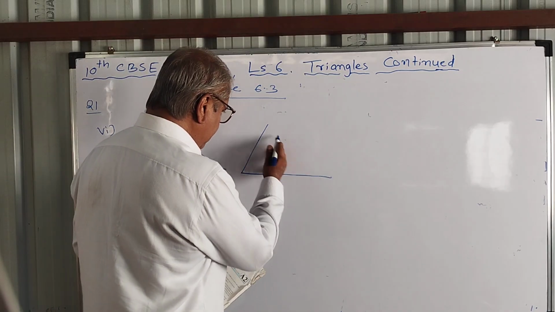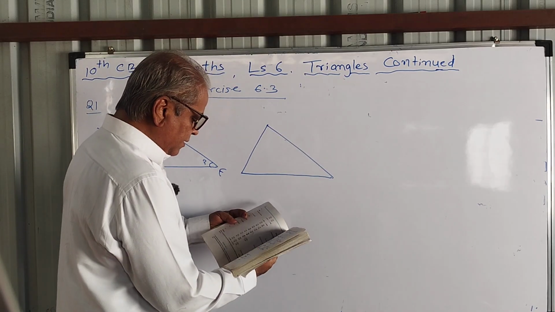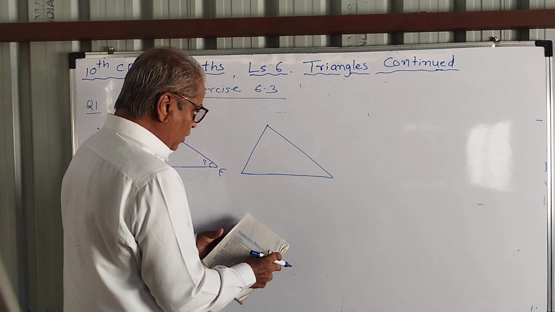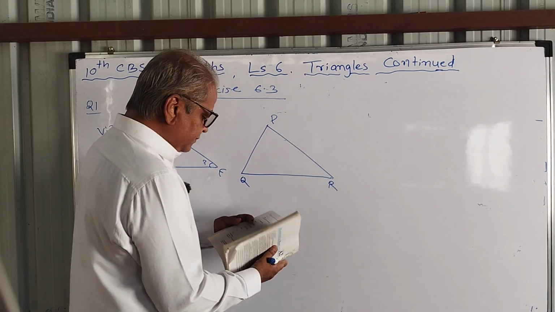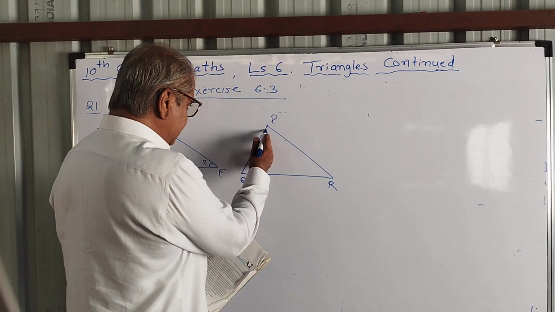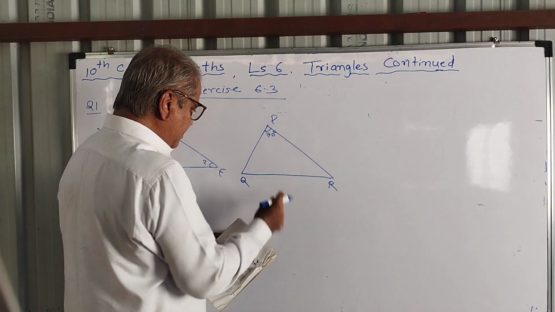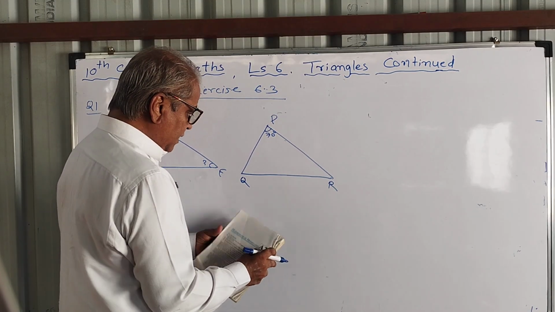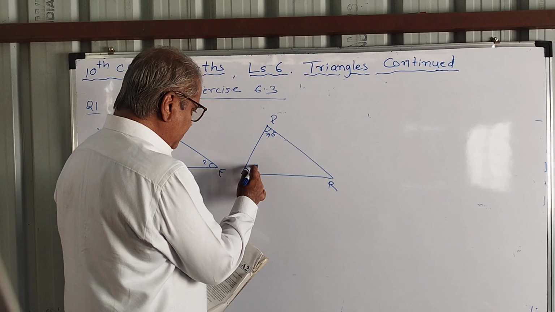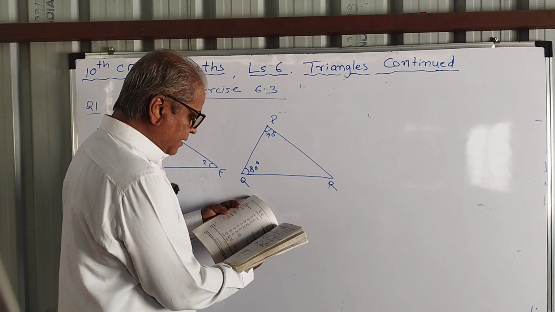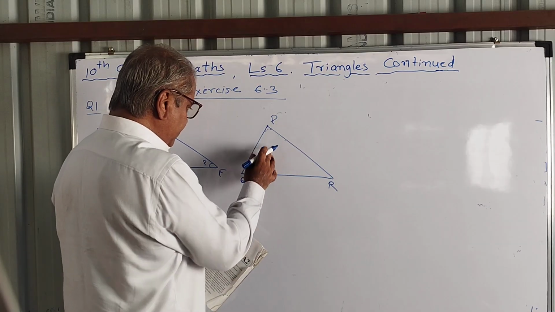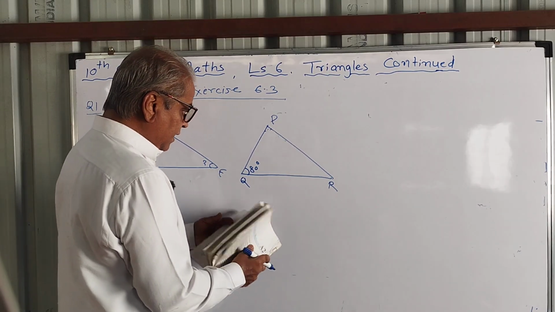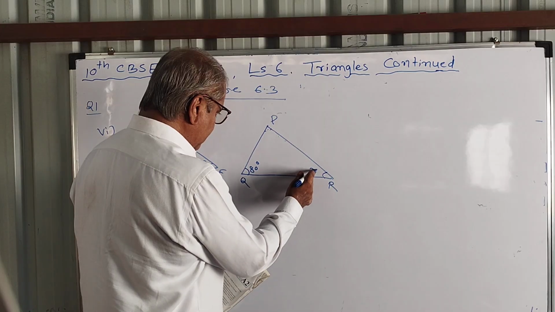Here is another figure, it is PQR. Angle P is 70 degrees, angle Q is 80 degrees. Sorry, P is not given. Q is 80 degrees. R is 30 degrees.